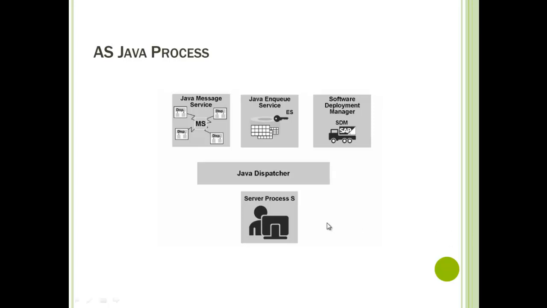So far what we have seen is an ABAP process and a Java process. Okay, so an ABAP process works in the ABAP stack. It can be a separate system. And a Java process works in a Java stack. It also can be a separate SAP system.